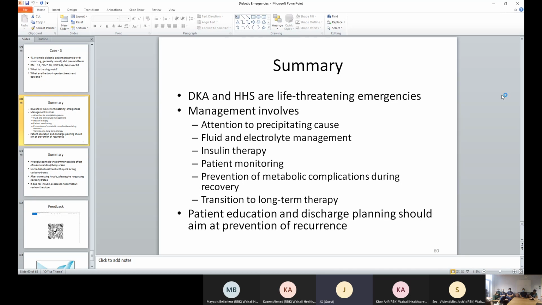With the insulin infusion, at what point would you start that? I told you the resolution of the DKA: ketone less than 0.6 on two consecutive times with pH more than 7.3. That's when we'll be stopping it.